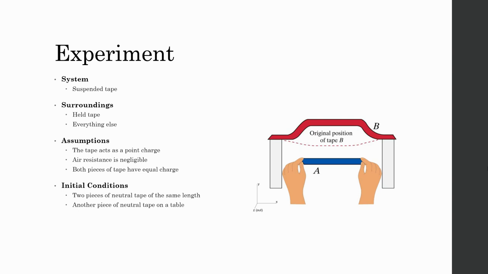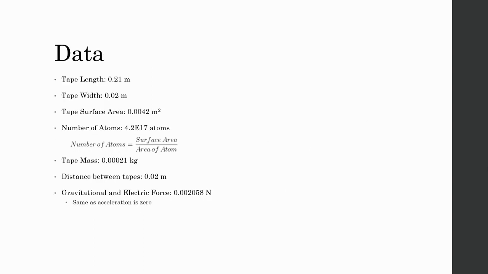In the interaction with the suspended tape, the system is the suspended tape, and the surroundings are the held tape and everything else. It is assumed that the tape acts as a point charge and both pieces have equal charge. Air resistance is also ignored. The initial conditions are two pieces of neutral tape along with a third piece taped to a table. Here is the data on the pieces of tape.